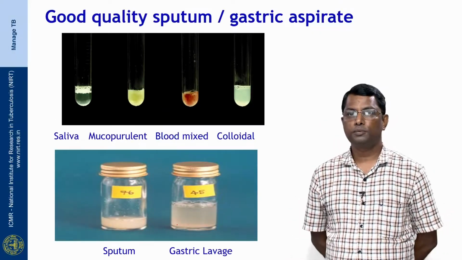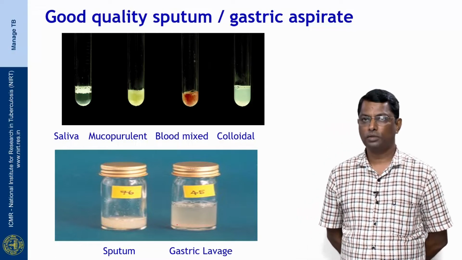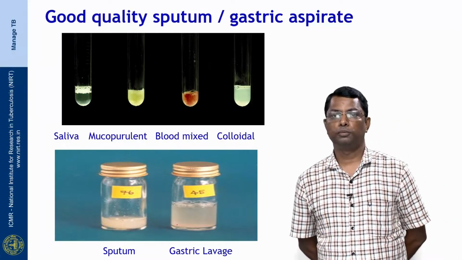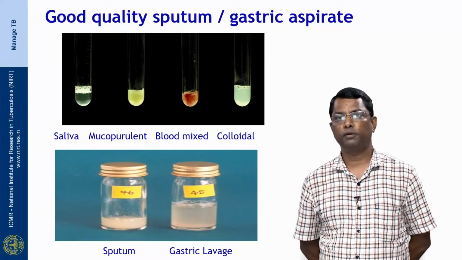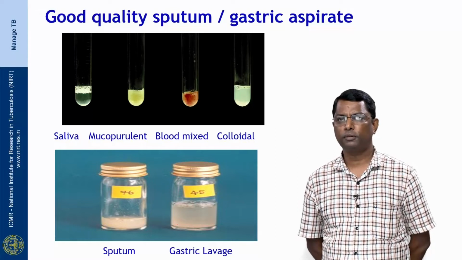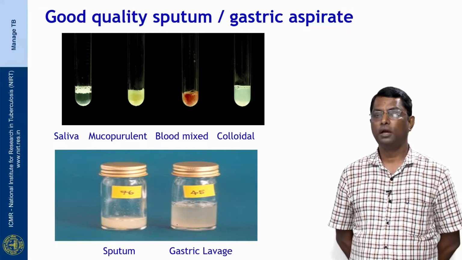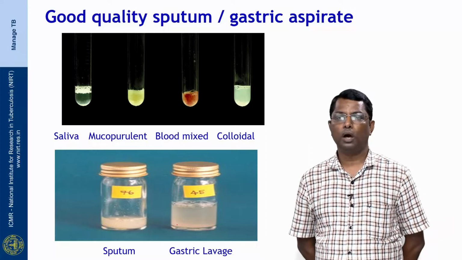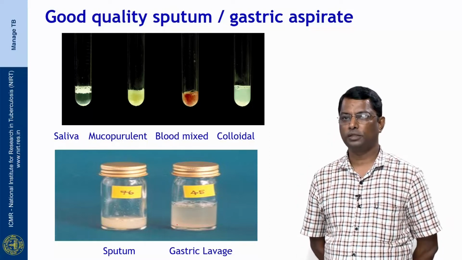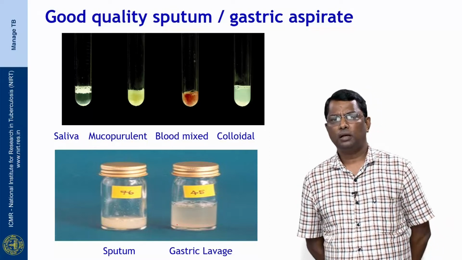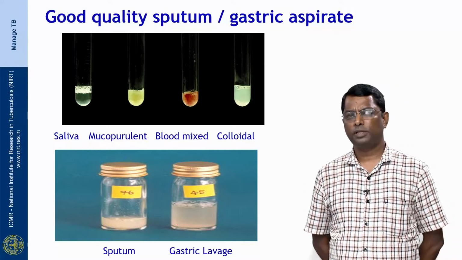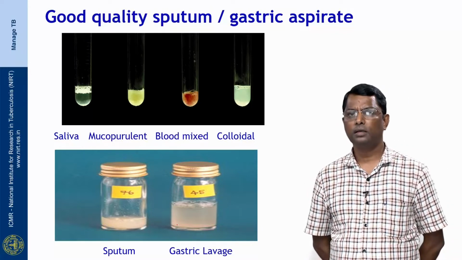A good quality sputum is a prerequisite for good diagnosis. For pulmonary tuberculosis, sputum is the best sample for diagnosis. Apart from this, gastric aspirate can be collected from pediatric patients who are unable to give sputum samples. There are several types of samples which are collected.